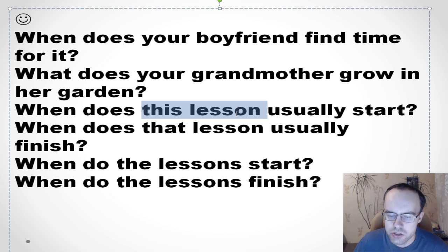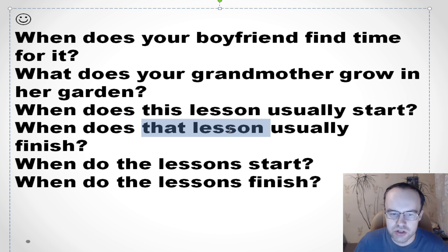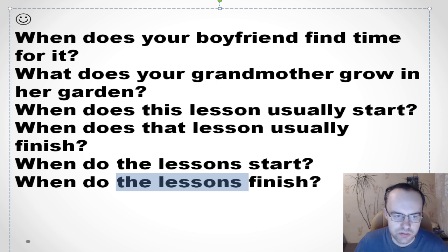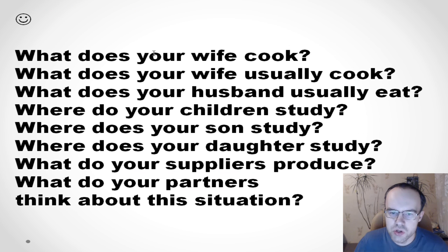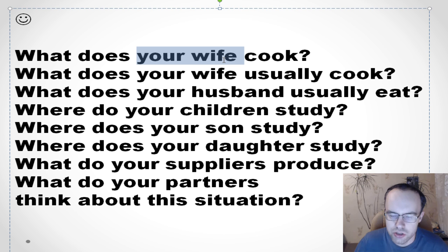When does this lesson usually start? It. When does that lesson usually finish? It. When do the lessons start? They. We say do they. When do lessons start? And when do the lessons finish? When do they finish? What does your wife cook? She. What does your wife usually cook? She. What does your husband usually eat? He.